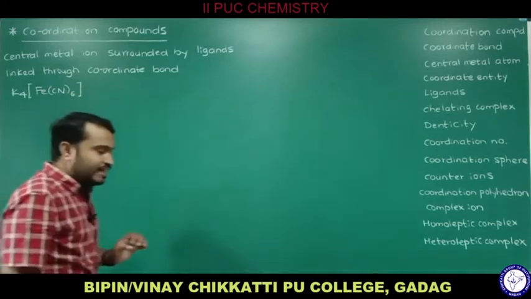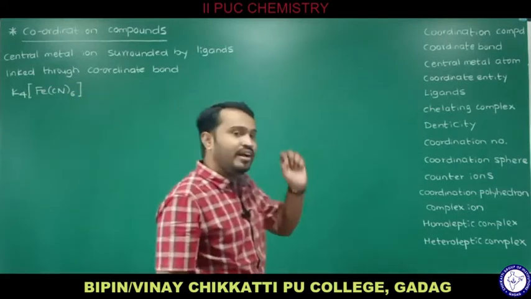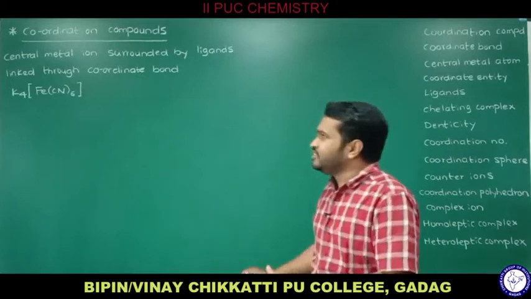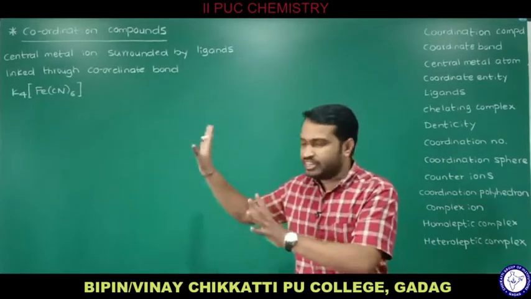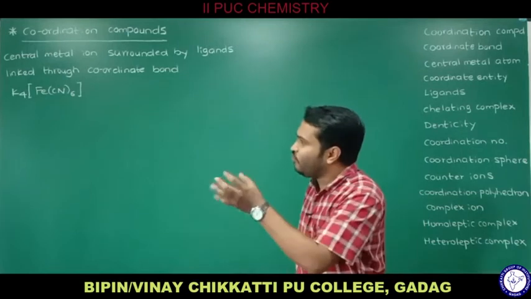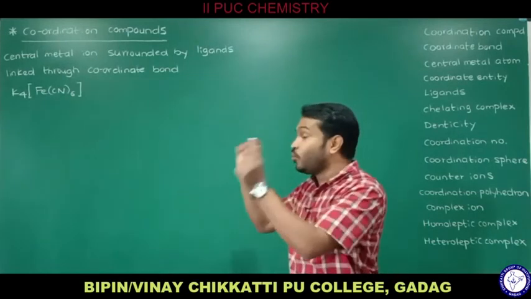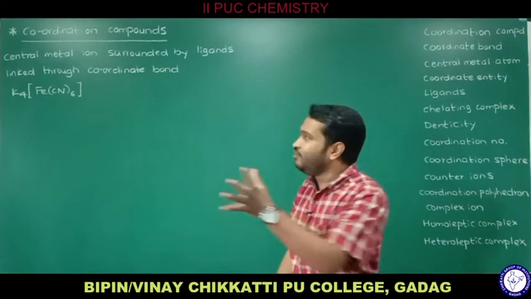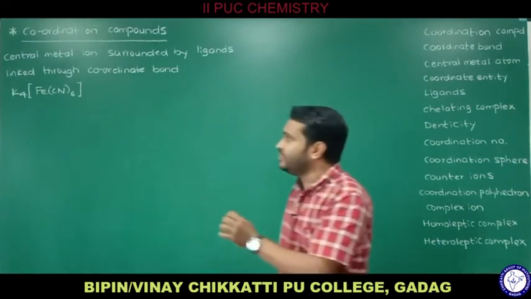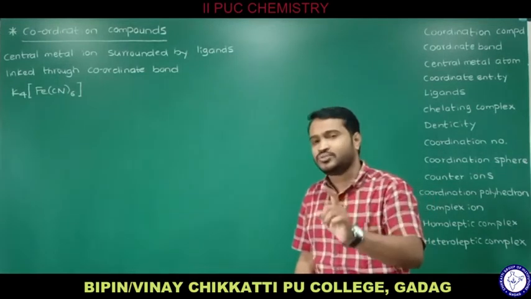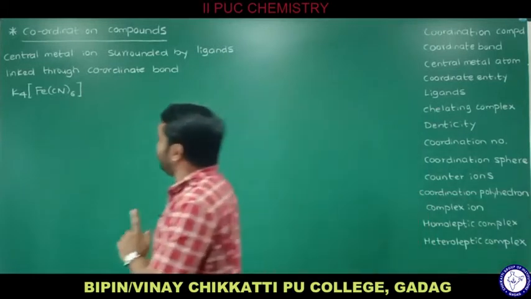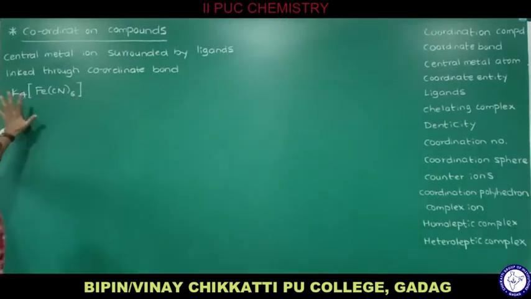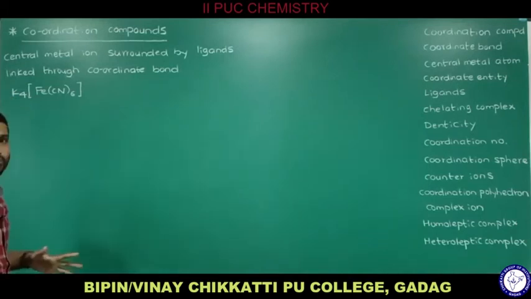So this is an example for coordination compounds. Now I think you are quite familiar with such kind of compounds. Remember, if you look at the molecular formula, it will be quite big, and we have a square bracket term. Such kind of compounds, if you have a square bracket, are actually the coordination compounds. So in this case, K4[Fe(CN)6], in this compound we have a central metal ion, we have ligands, and we have coordinate bonds. So what are these?